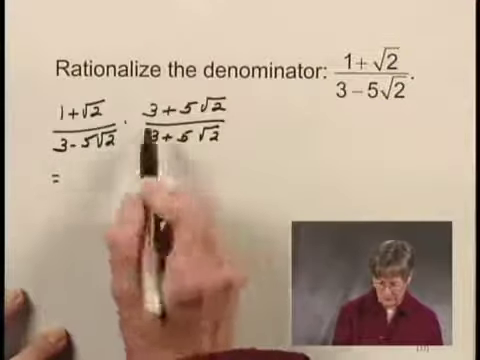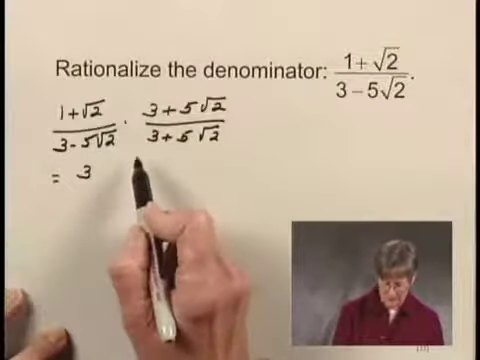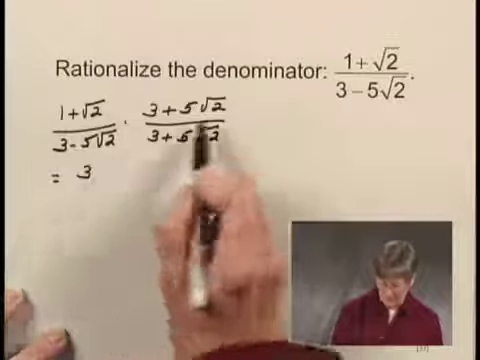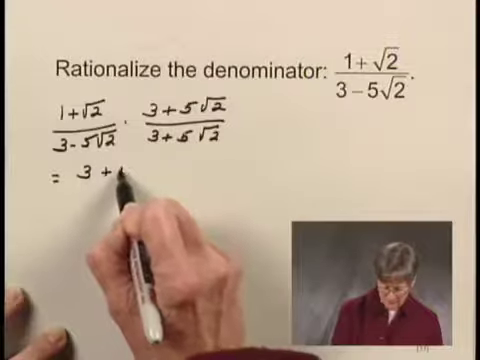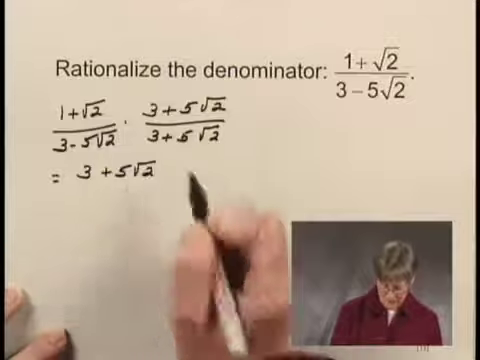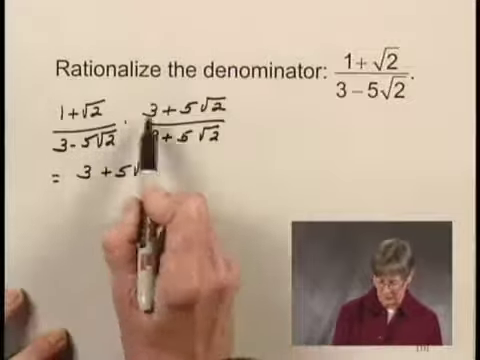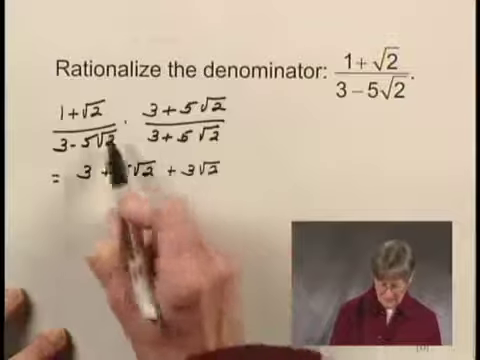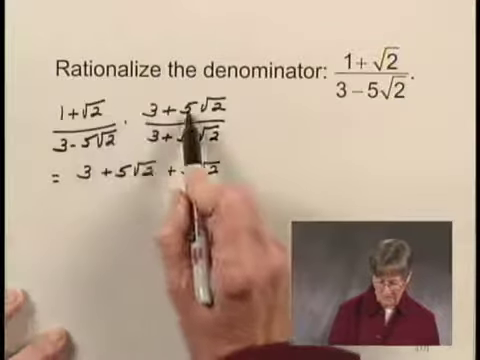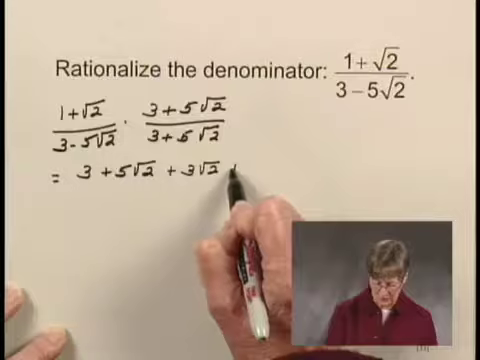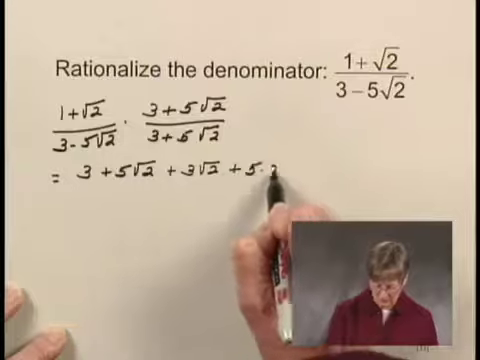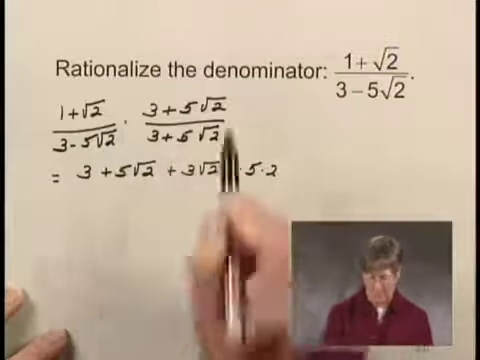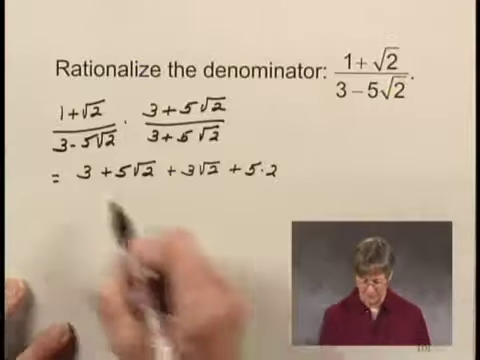I'll have 1 times 3, the product of the first terms. The product of the outside terms is 1 times 5 times the square root of 2, or 5 times the square root of 2. The two inside terms give me 3 times the square root of 2. And the square root of 2 times 5 times the square root of 2 gives me 5 times 2, because the square root of 2 times the square root of 2 is 2.